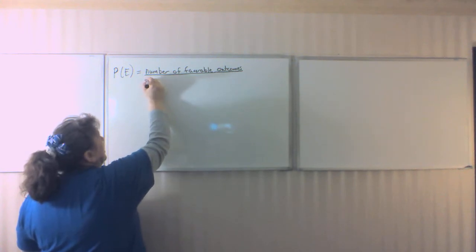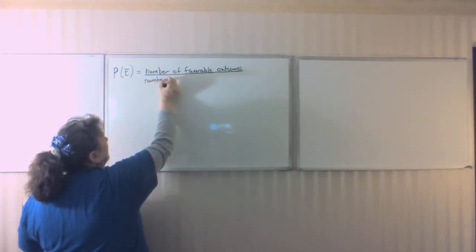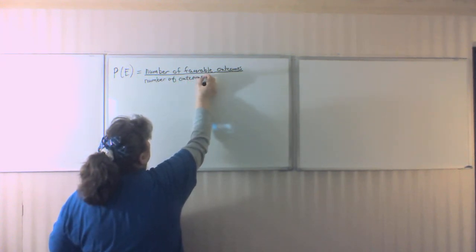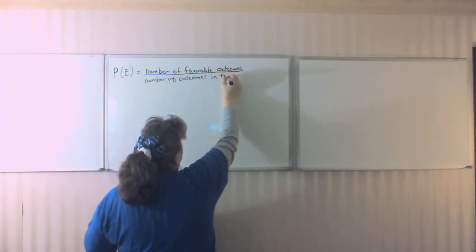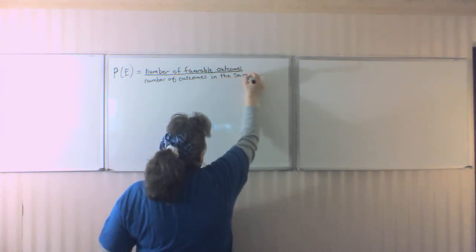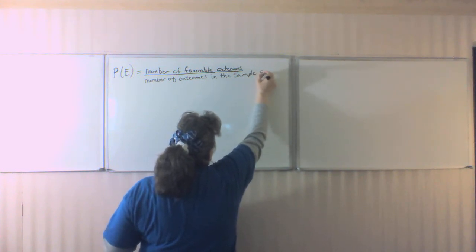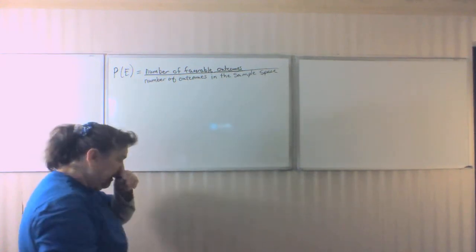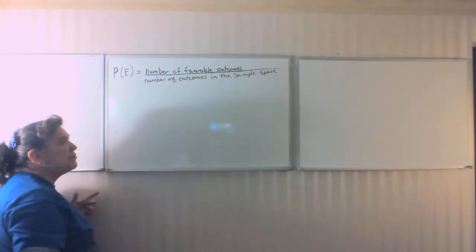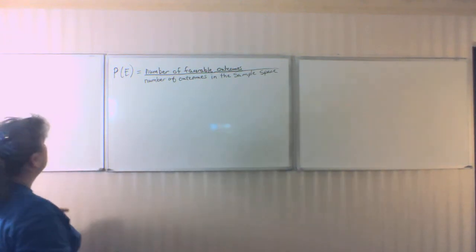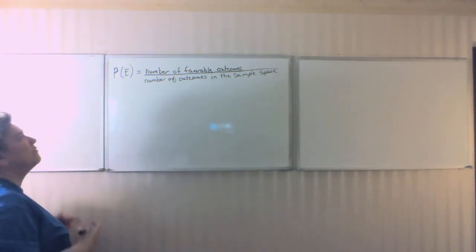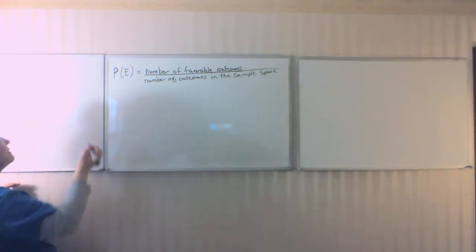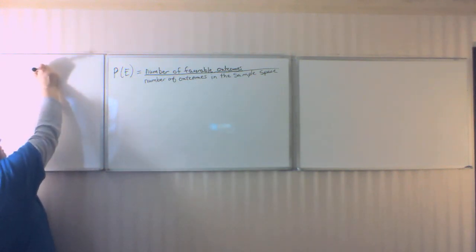over the number of outcomes in the sample set. The sample space. Okay, so let's look at some possibilities here. If we look first at the sample set of what is the probability of rolling a 1 on a 6-sided dice? So a 6-sided dice, what is my sample space?